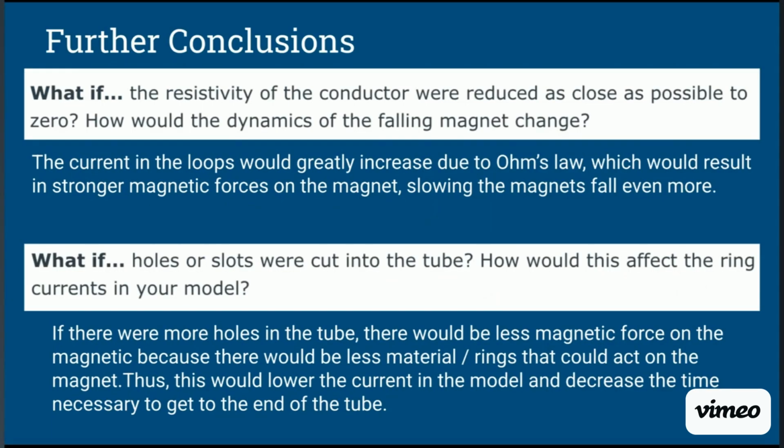For the what-if questions, if the resistivity of the conductor was reduced a lot, the current of the loops would increase, resulting in a stronger magnetic force on the magnet, resulting in a slower fall and a longer time. Additionally, if holes were cut into the tube, that would decrease the rings, reducing the number of currents, and thus the magnetic force on the bar magnet, resulting in a faster fall and shorter time.